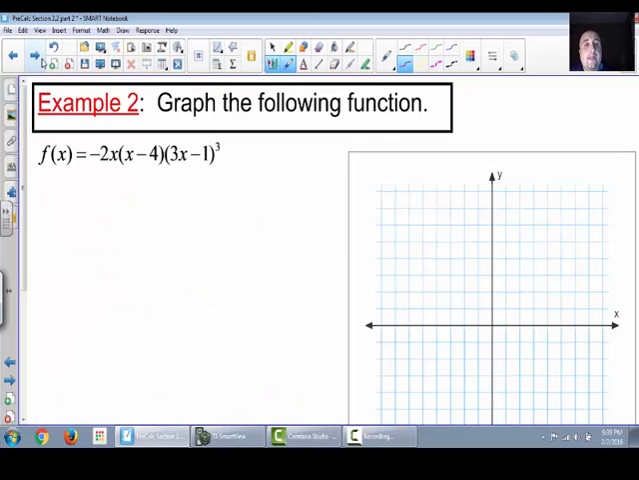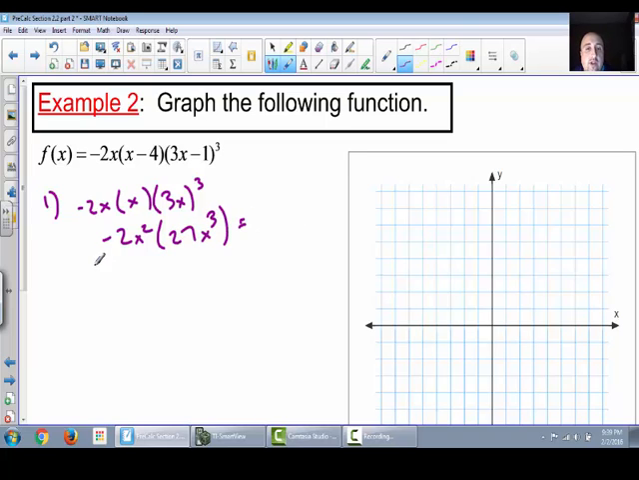All right, let's try one more. Step one, let's do our leading term test. Negative 2x times x times 3x cubed. Negative 2x times x is negative 2x squared. 3x cubed: 3 times 3 times 3 is 27x cubed. X squared times x cubed is x to the 5th. Negative 2 times 27 is negative 54. So negative 54x to the 5th. We have a negative and an odd.